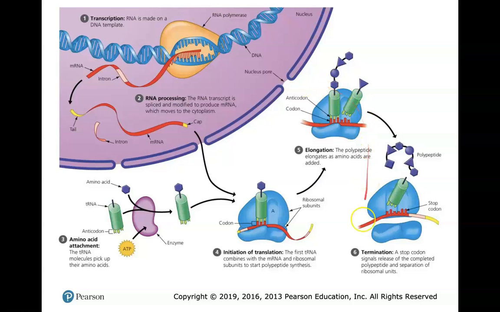Next step, termination. Once a stop codon has been reached, that is going to determine the termination of the protein making process and stop. Now we have a polypeptide or protein at the end of translation.